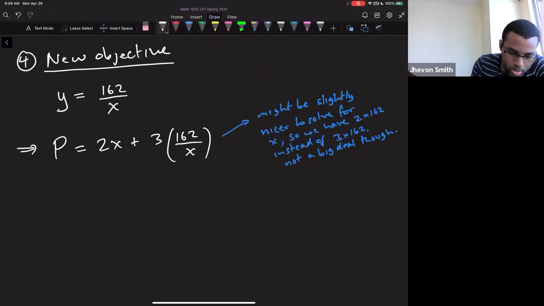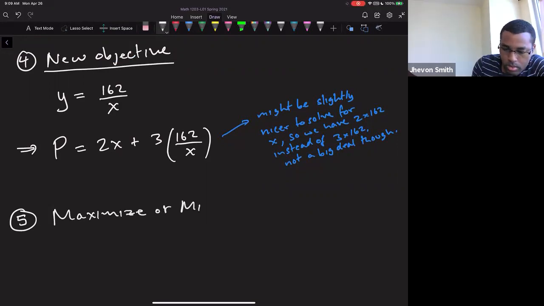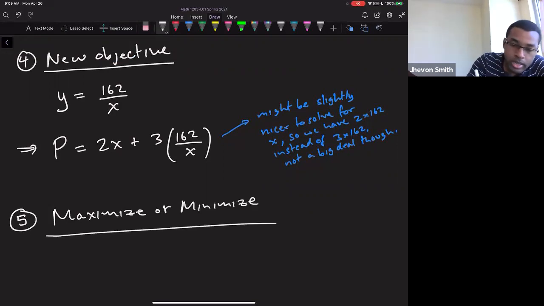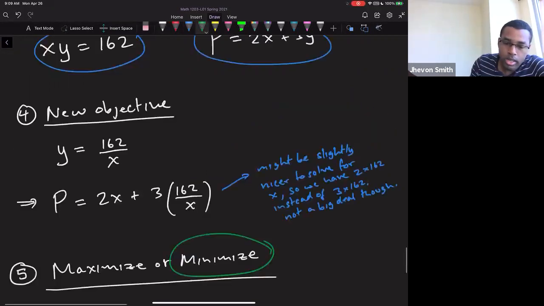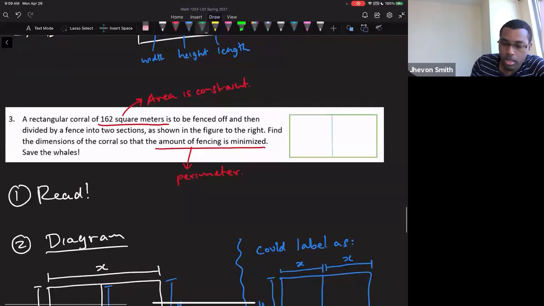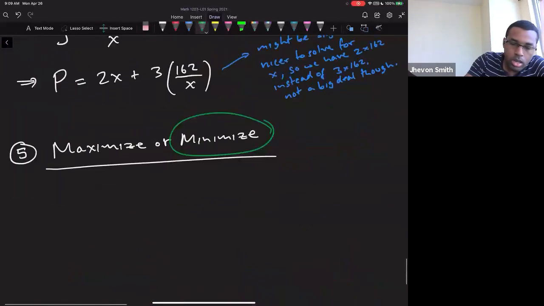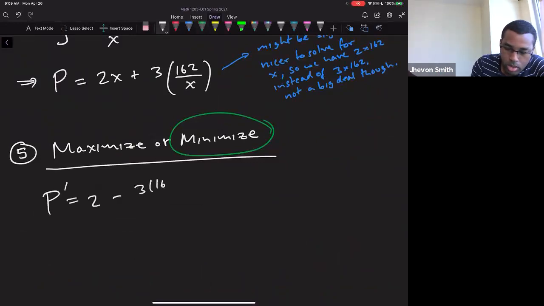We're going to want to maximize or minimize this guy. And in this case, we want to save the whales. We are going to minimize. And that's what we were asked. Amount of fencing is minimized. Either way, we're going to need the derivative. P prime is going to be 2 minus 3 times 162 over x squared.